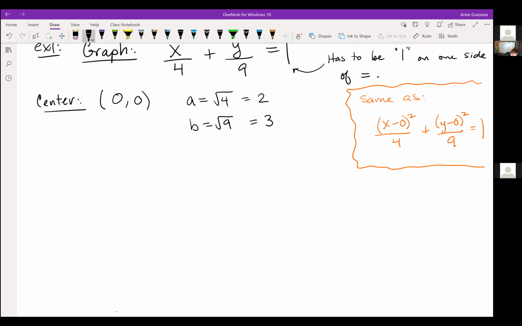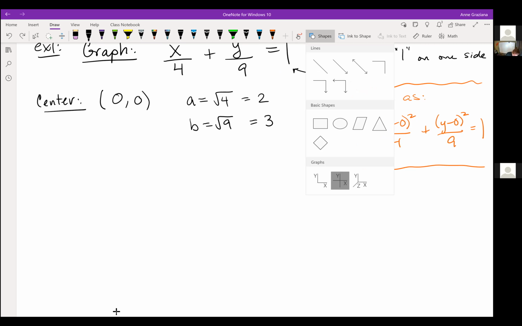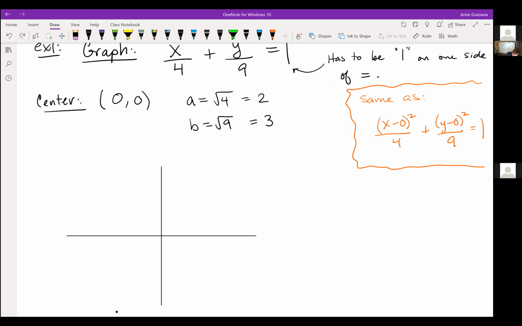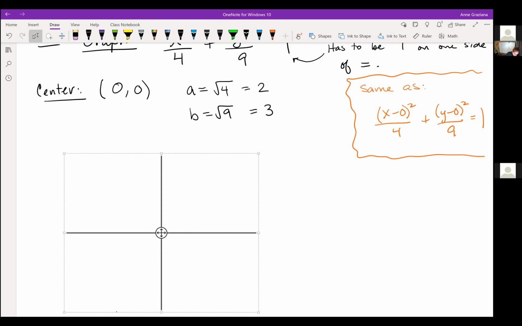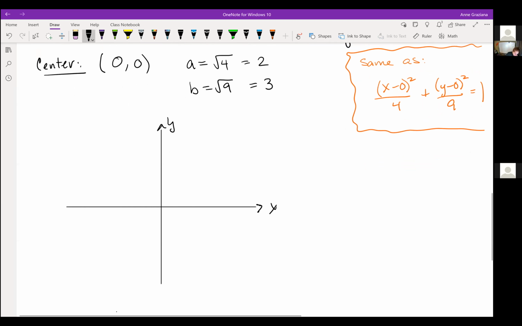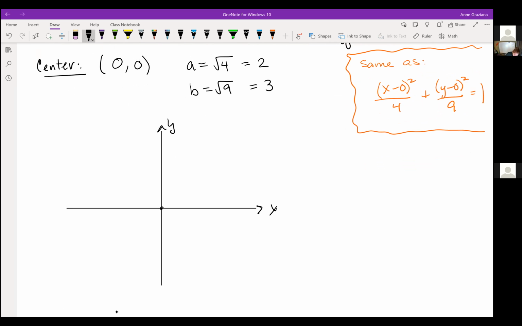So what tends to be a little bit easier? I don't know. Can I get... no, I don't want to do that. All right, let me get my axes here. So here is y, here is x, and so my center is right here, (0, 0).